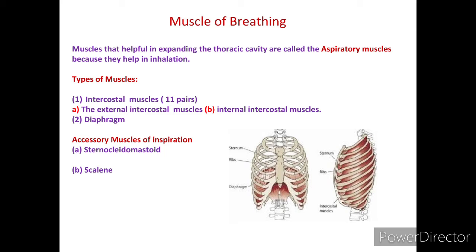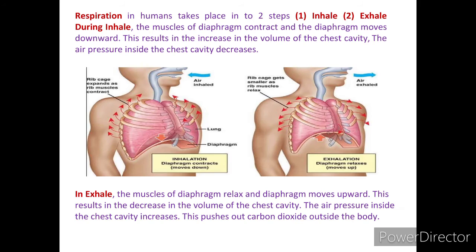And the next is the accessory muscles of respiration. When extra respiratory effort is required, additional muscles are used. Forced inspiration is assisted by the sternocleidomastoid muscles and scalene muscles, and increases rib cage expansion.